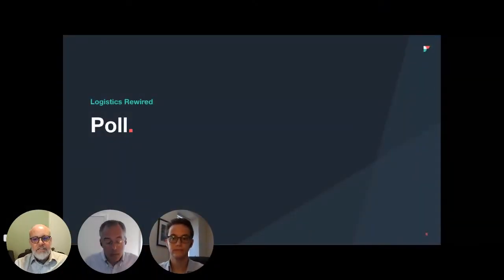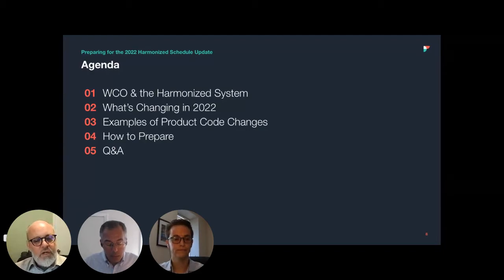Wonderful. Let's move on and let's get into the meat of the webinar. So we're going to talk a little bit today. We're going to start off by talking a little bit about the World Customs Organization and the Harmonized System and what that is. We'll talk about what's changing in 2022. We're going to go through a number of examples of product code changes, of classification changes, and then we're going to walk you through how we recommend that you prepare for the upcoming update. And then, like I said, Q&A.